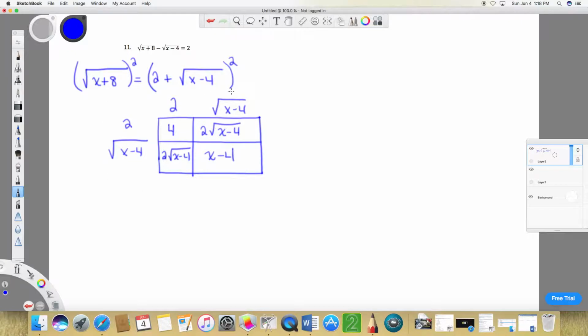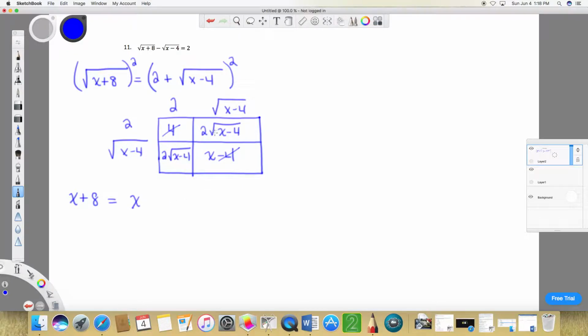So let's return to the equation. On the left-hand side, we have x plus 8. And on the right-hand side, we need to add up the terms inside our table. Along this diagonal, we have 4 plus x minus 4. So the positive 4 and negative 4 will cancel each other out. That will not always happen.